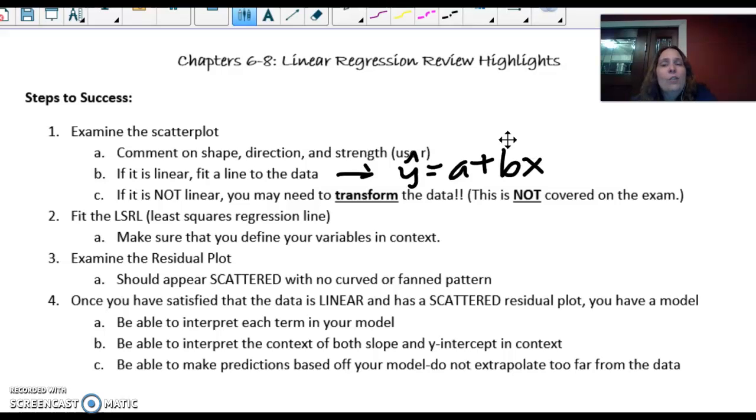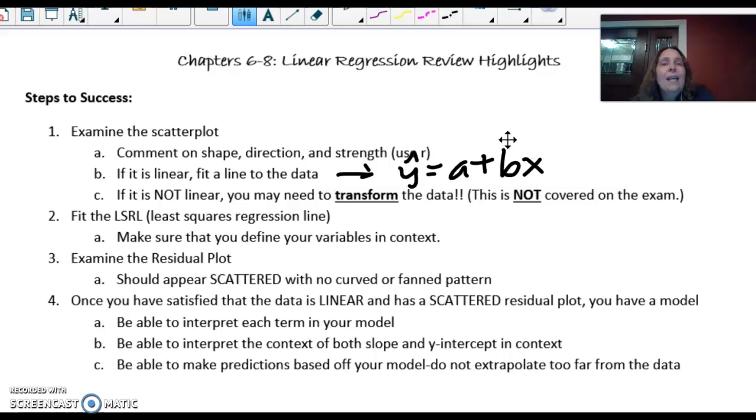All right, when you are writing your equation, make sure that you define your variables in context. X is always your explanatory variable. Y is the response variable. But don't just talk about it that way. Talk about that X is the age and Y is the height or something like that.